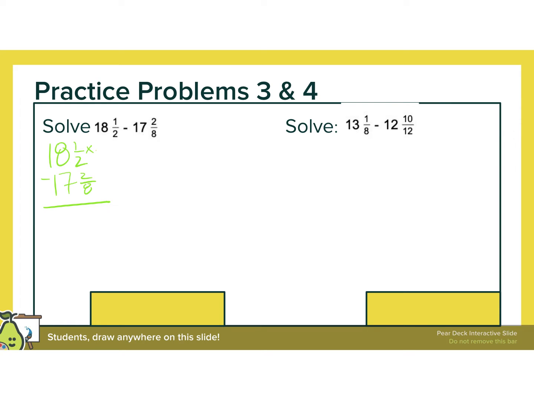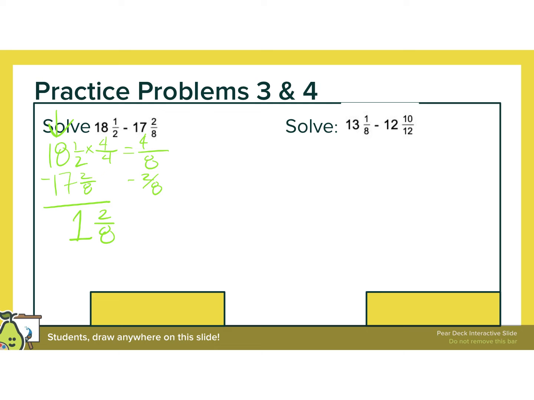That's too big. Set up my multiplication problem. I get from 2 to 8 by multiplying by 4. 1 times 4 is 4. The 2 over 8 stays the same because it already has the correct denominator. 4 minus 2 is 2. Denominator stays the same. 18 minus 17 is 1.